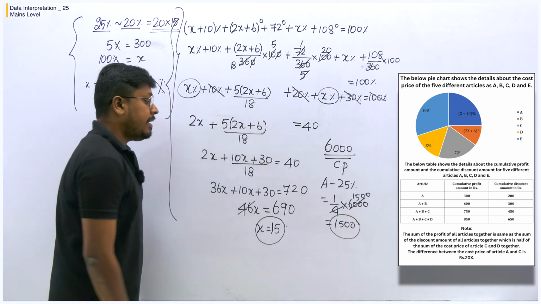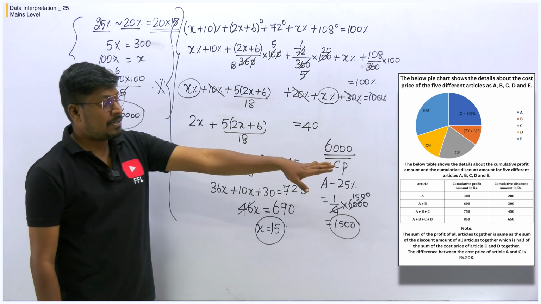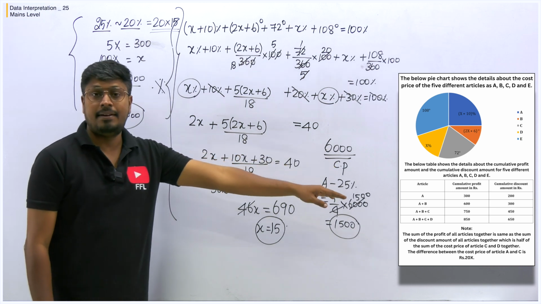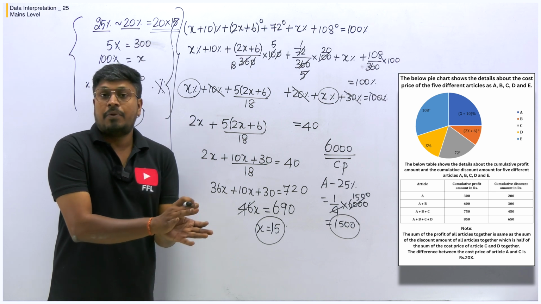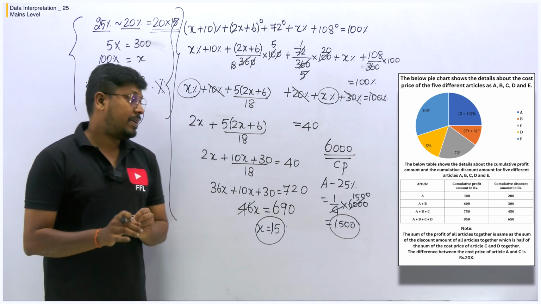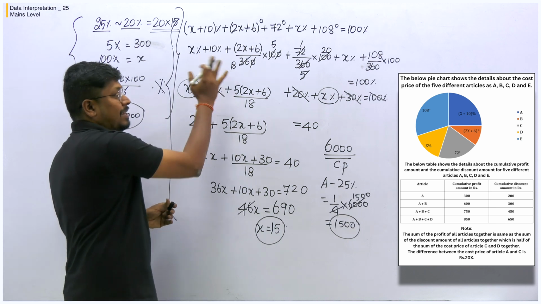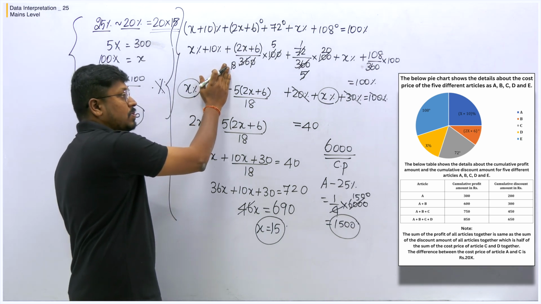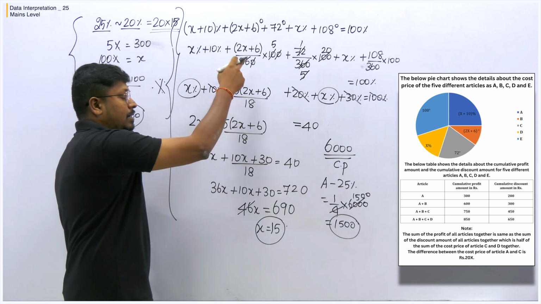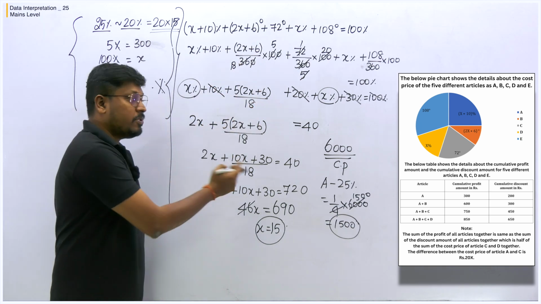So article A cost price is 1500. Similarly, we have to find it for article B, article C, D, etc. Now we found all the chart values. So friends, understood or not? This is the important step, because most of the students might struggle to solve this area. So try to solve it again and again, one or two times, and only then you will be able to get the answer.